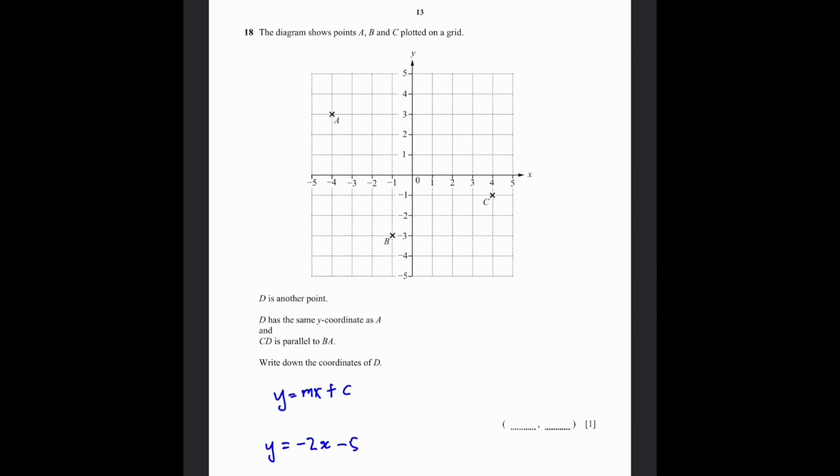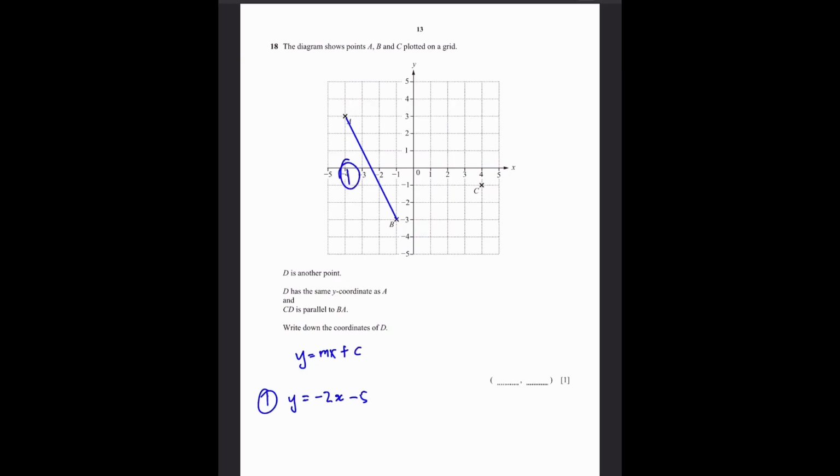This is the first line, which I shall draw over here. Now the second line will be CD. That's equal to this one: y equals minus 2x plus c. That c is something unknown. Now D has the same y coordinate as A, and the y coordinate of A is 3. So D is somewhere on this line.